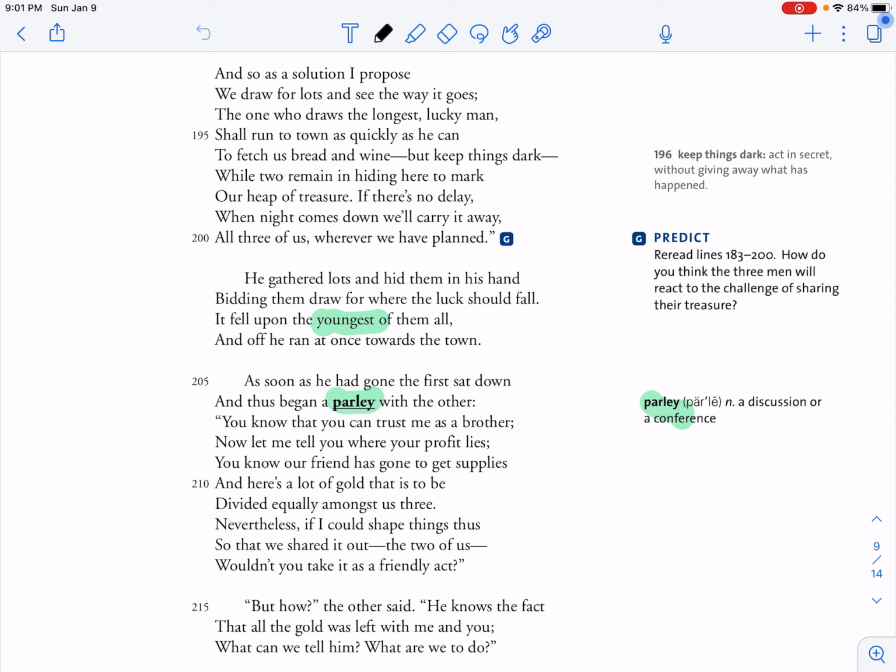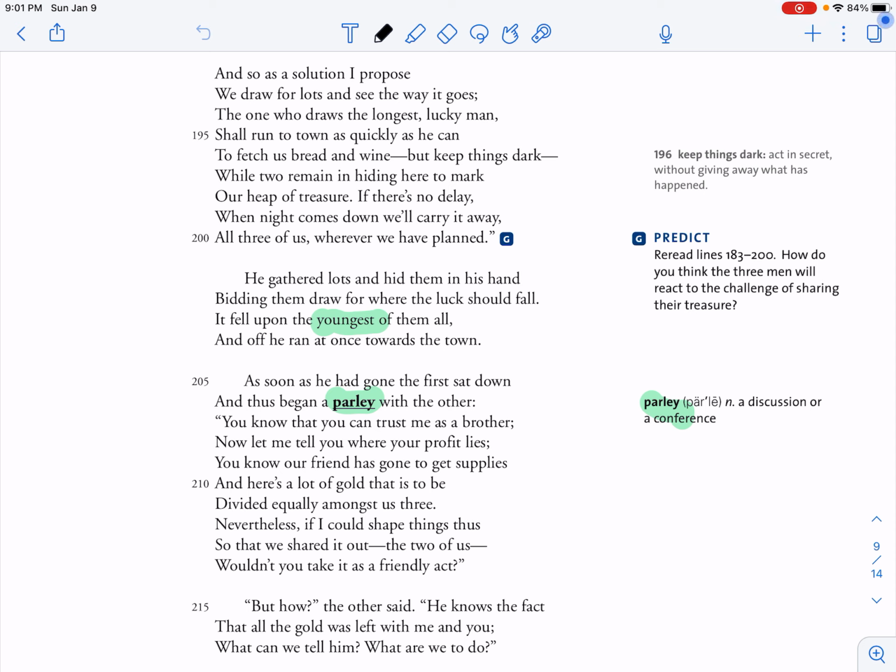When you get different size sticks and you put them in your hand. And so he says, two of us will stay here, and one of us will go to town to get food and drink. And then when he comes back, the three of us will bring the treasure back to one of our houses by night. Well, that's not what he's really planning, but whatever.